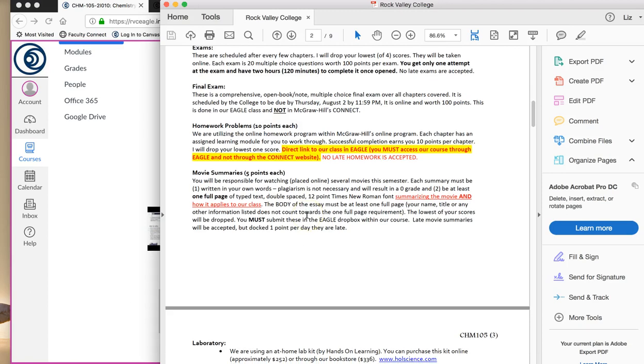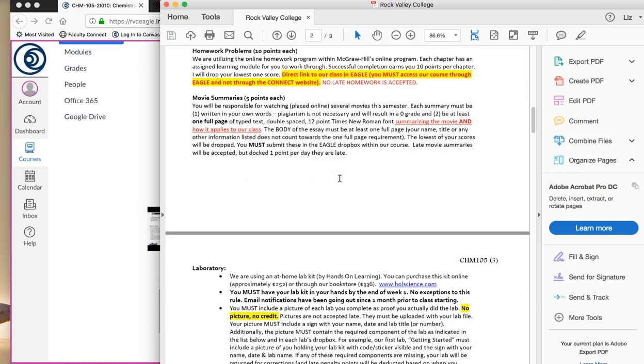Homework. I call it homework, but technically it's a learning module, a learning activity where you read and you answer some questions and things. But there's one per chapter, and again, it's online in the McGraw Hill system. As a note, if you got the access card with the textbook, it will give you instructions to go to their website, to McGraw Hill's, and log in and do some things. Do not do that. I have the class set up in our Eagle so that the grades are automatically synced. You have to access the homework from Eagle. Absolutely have to do that. No late homework is accepted either.